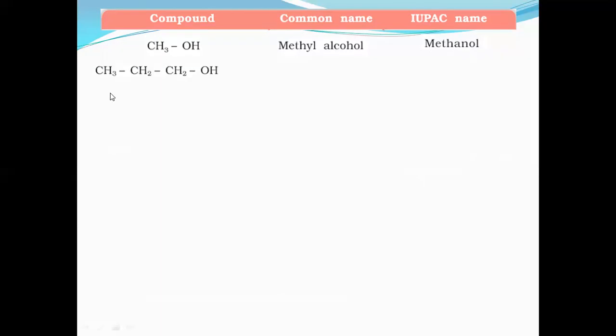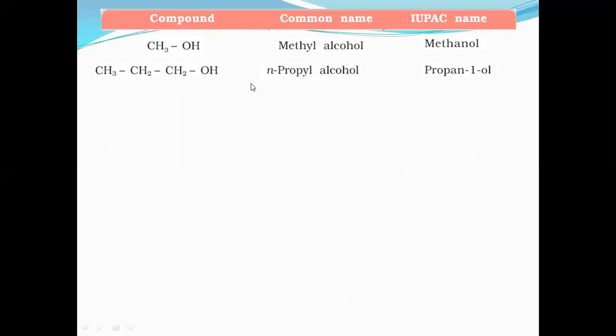Another example. There are three carbon atoms, therefore it is propyl alcohol, and it is straight chain, therefore it is called n-propyl alcohol. Normal. And how to name by IUPAC? Longest chain contains three carbon atoms, therefore it is propane. And the ending E is replaced by ol, therefore it is called propanol. And position, you can see first position containing OH group, therefore it is propan-1-ol.